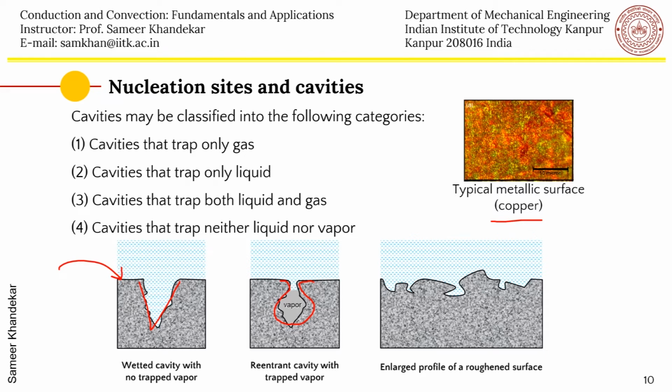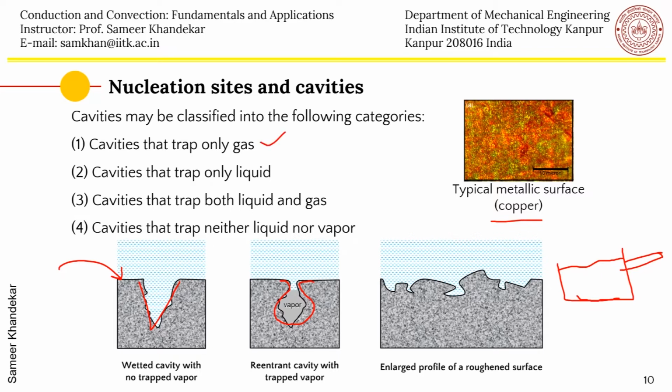What happens is when you fill up a vessel with some liquid, as the liquid comes in, it starts interacting with the surface, and some of these rough cavities may trap some gas. So there are types of cavities: cavities that trap gas, cavities that trap liquid. For example, if the mouth is too big, then all the liquid will fill inside, and there will be no gas trapping inside the cavity.